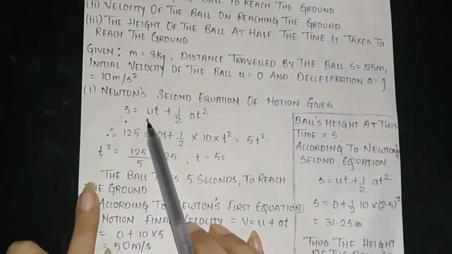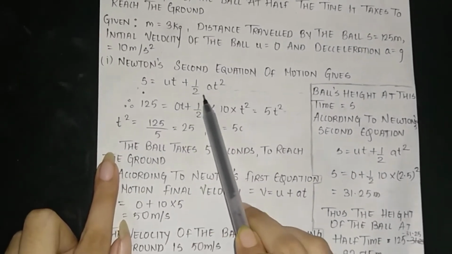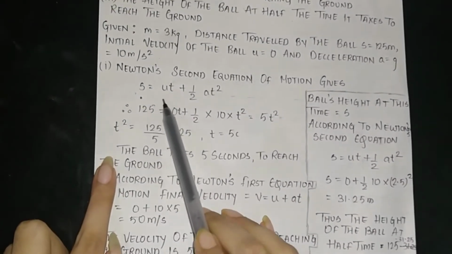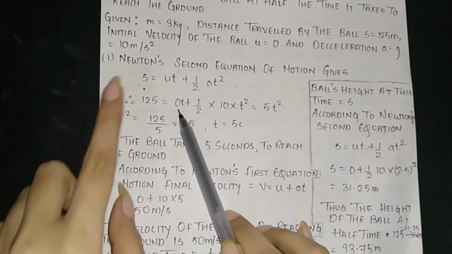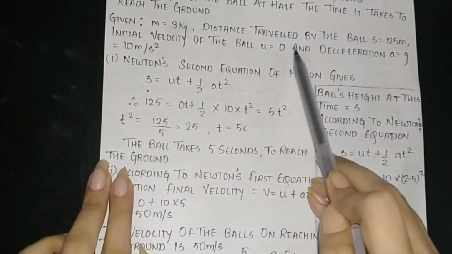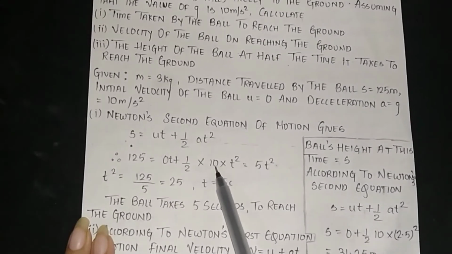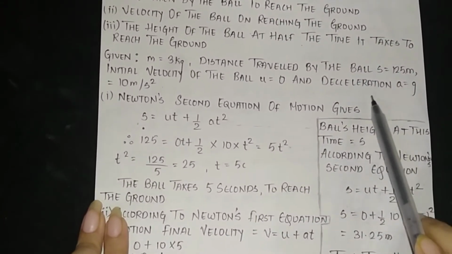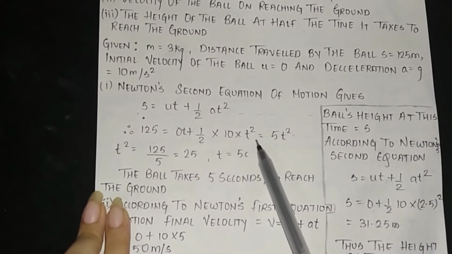the ground. So, s is equal to ut plus half at square. The value of s, that is height, means displacement, is 125 meter, is equal to u, and u we take as 0 because the initial velocity of the ball is 0, plus half into a into t square. A means acceleration, therefore the value of a is equal to g. Therefore a is equal to 10 into t square.